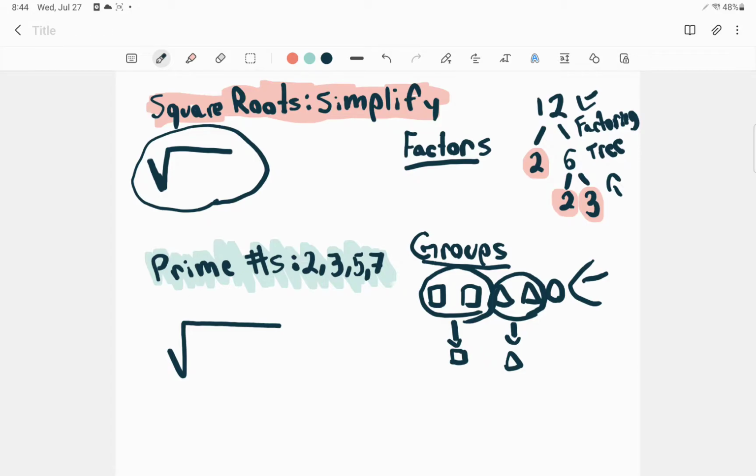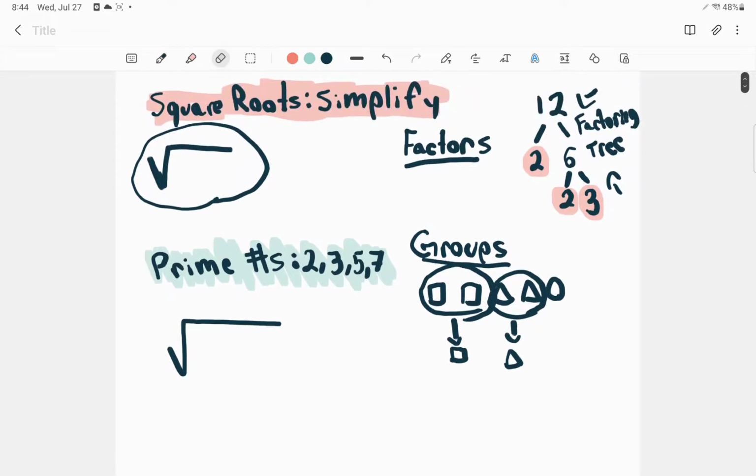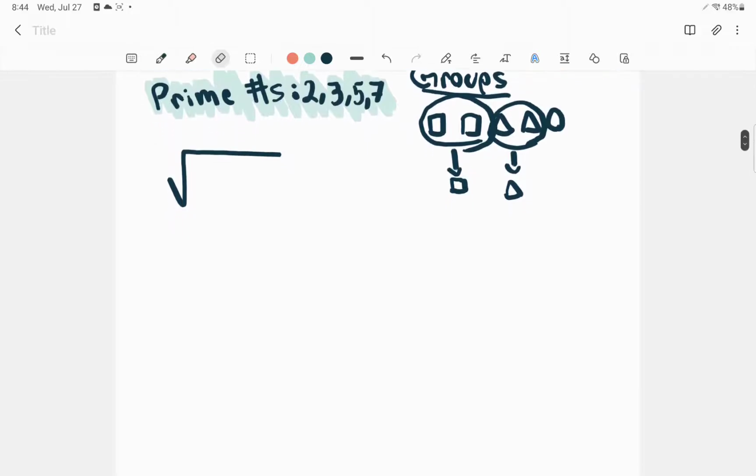Now, if we go back to the groupings, can I group the circle? No, because I only have one circle. I don't have 2 circles, so I'm going to leave it there. And you're going to be doing that today too. And I'm going to be explaining how that works. So yeah, that's all you need to know. That's all the basics that you need to know in order to do simplifying radicals or square roots.